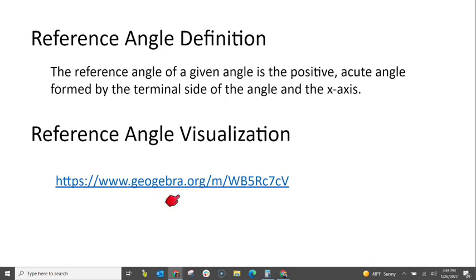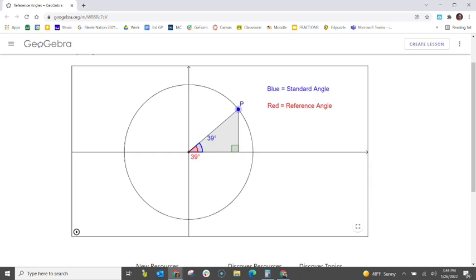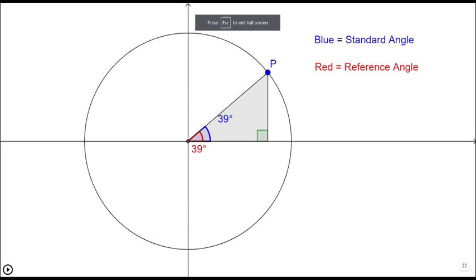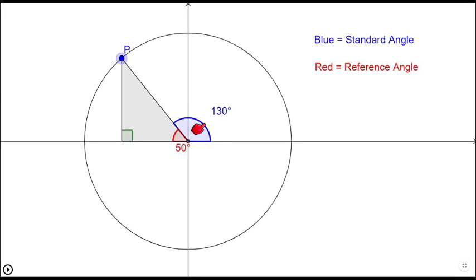And I'm going to use this applet for it. I found this GeoGebra applet that I think is really helpful, and I'll put the link to it in the show notes. And so right here, we have shown in blue a standard angle and in red the reference angle. So here in the first quadrant, you can see that the angle is the same as the reference angle. But as I move into the second quadrant, if we had a 130-degree angle, the reference angle is right here. It's kind of like the supplement to 130, because the reference angle is the angle created by coming straight down to the x-axis, creating an acute angle.